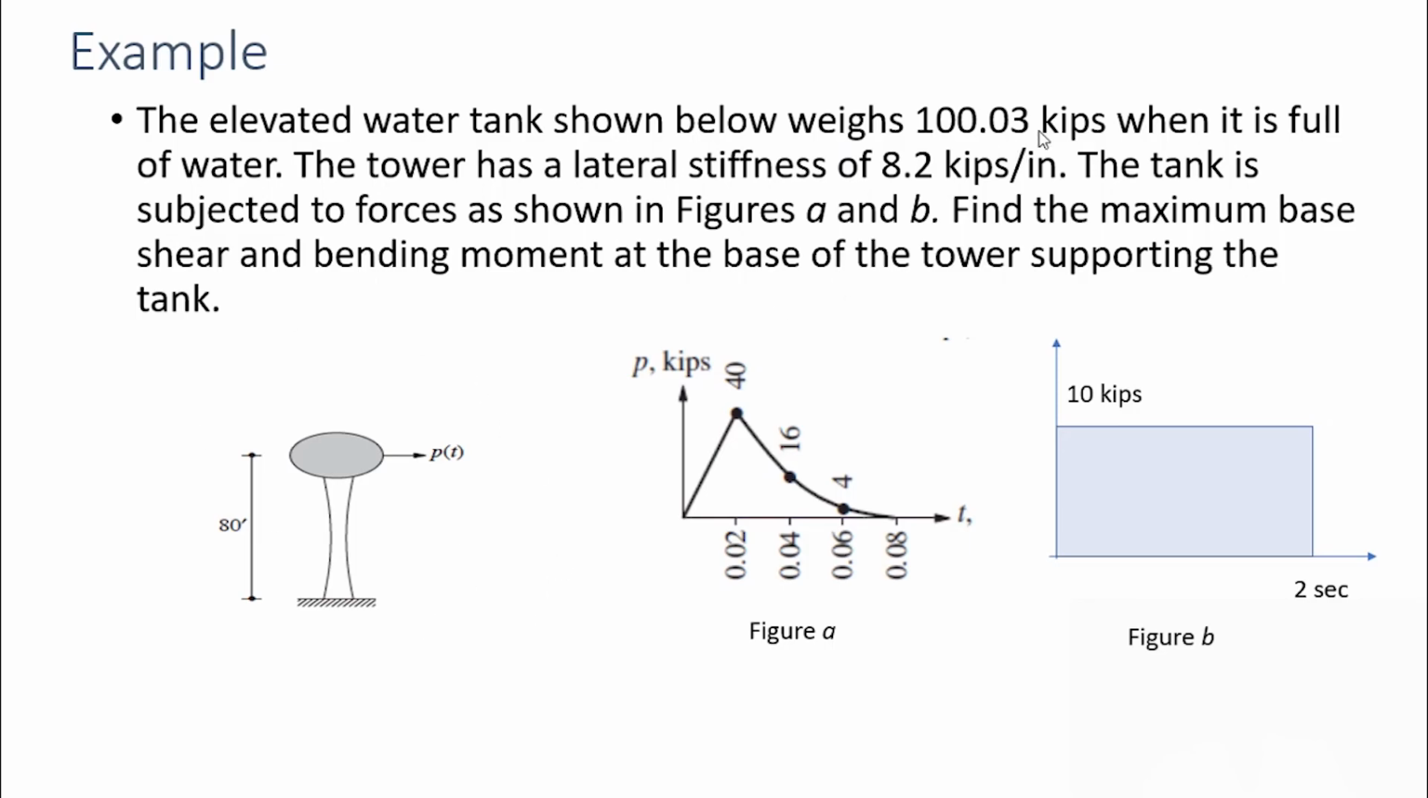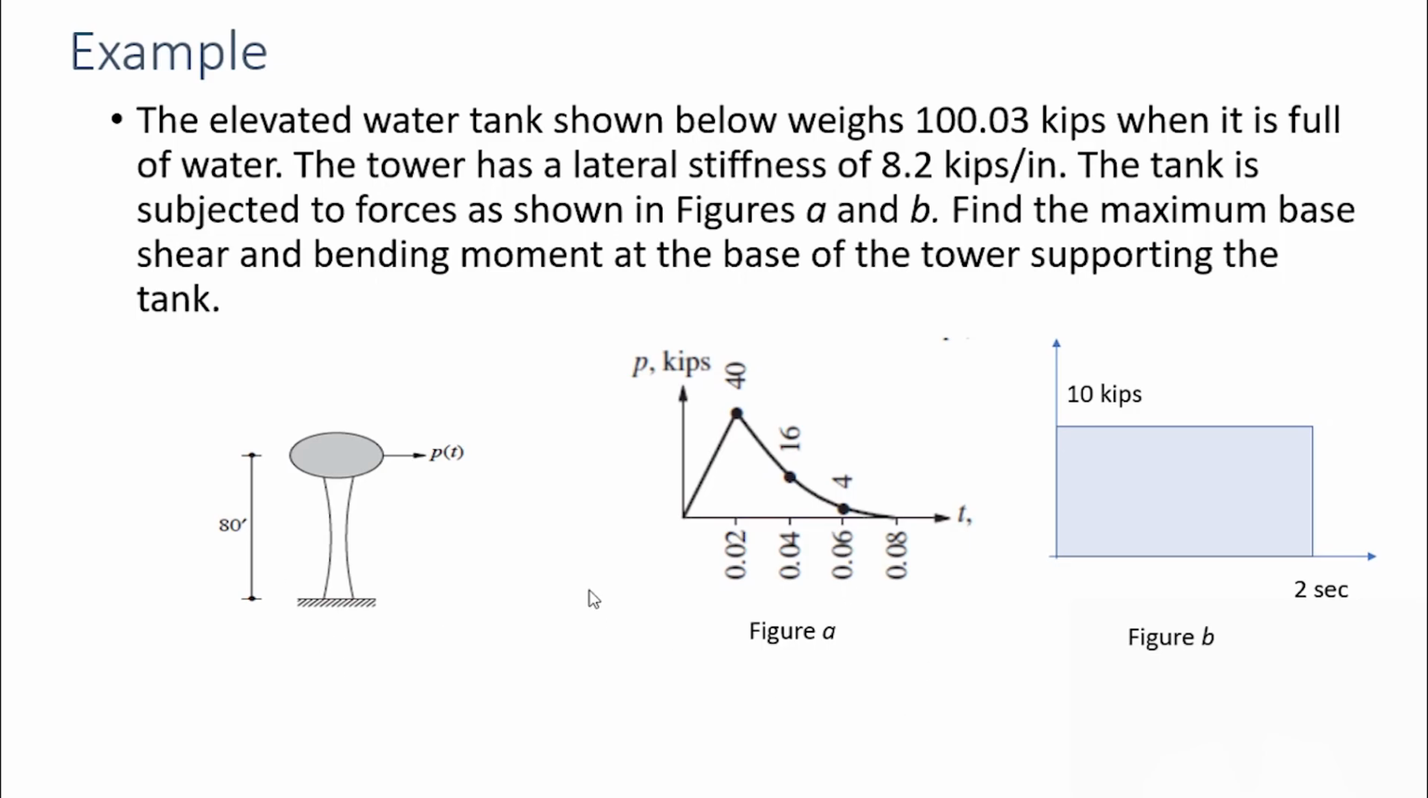The weight is 100.03 kips and the stiffness of the supporting system is 8.2 kips per inch. And the tank is subjected to forces as shown in figure A and B. Find the maximum base shear and bending moment at the base of the tower supporting the tank. So we have to find the shear and the bending moment at this support.